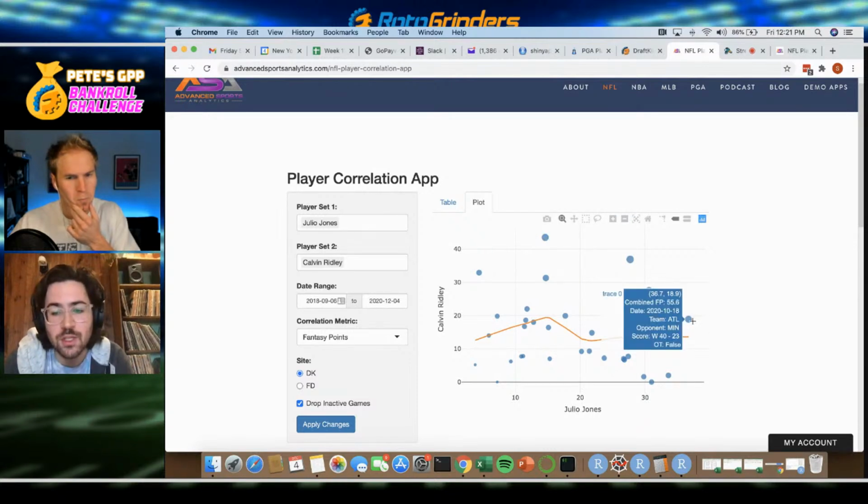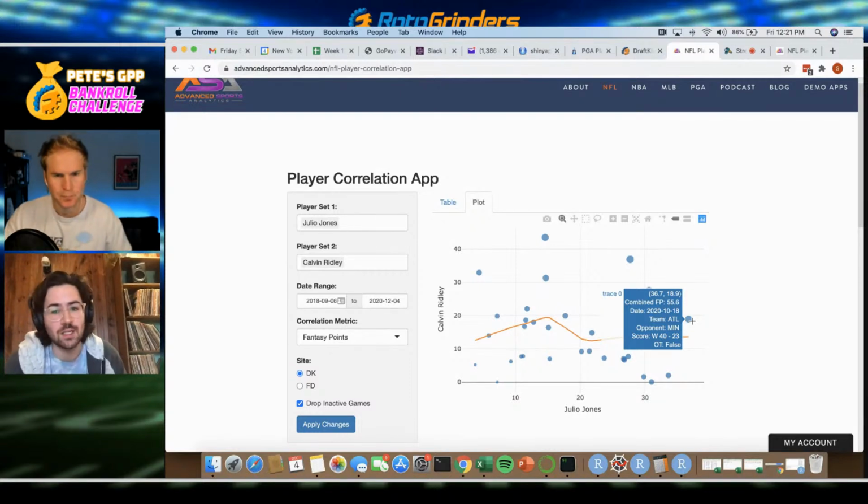This is a combined total of 56, but Ridley put up 18.9, Julio 36.7. And this came, I guess, in early-to-mid 2020, so mid this year, but Ridley now is priced where he's regularly in the sevens, and Julio, depending on if he was injured the week before, is regularly in the high sixes, low sevens.